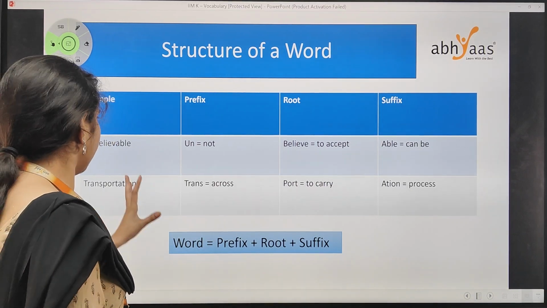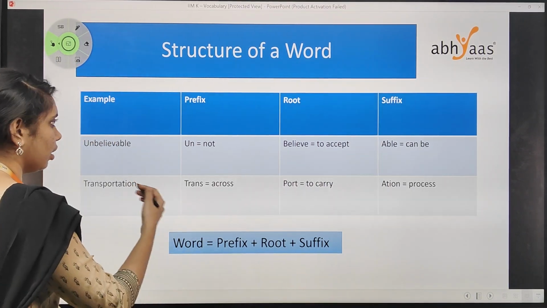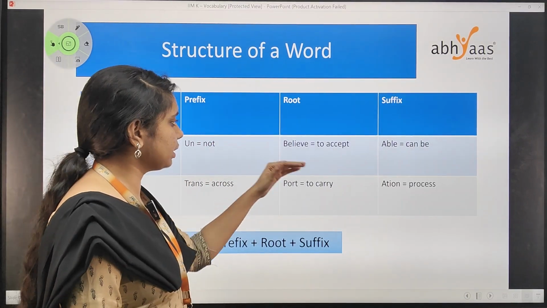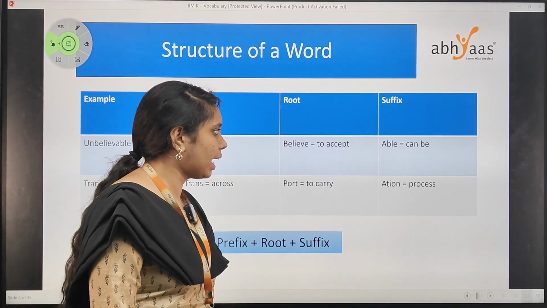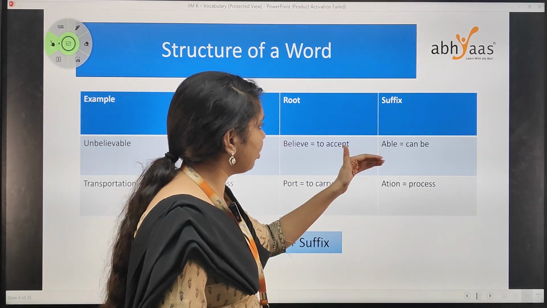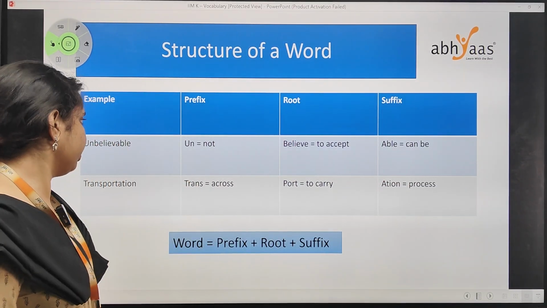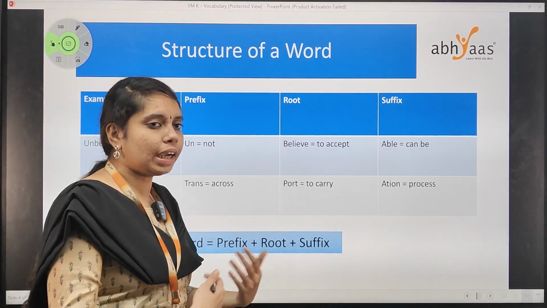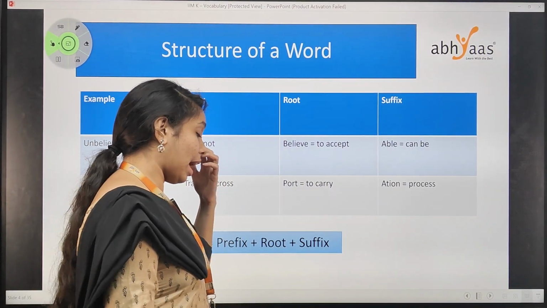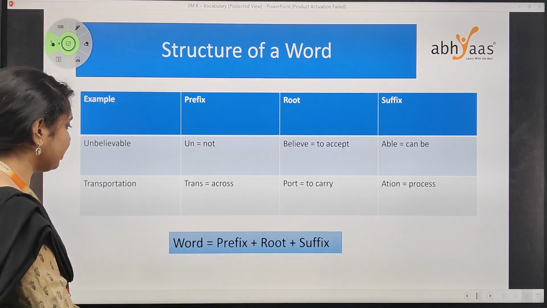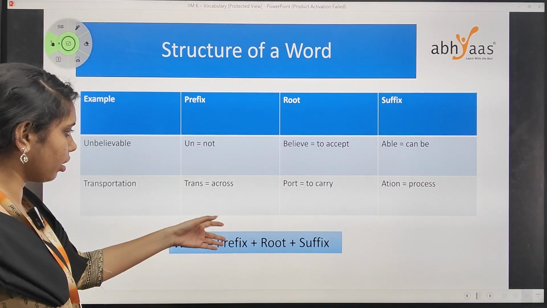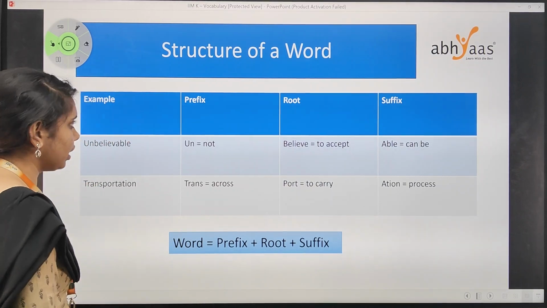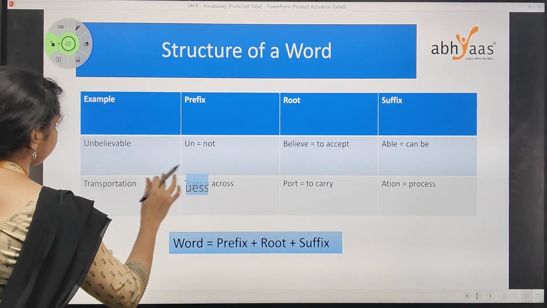Okay, so generally it goes something like this. For example, let us take a prefix un, which is not, and then we have a root, which is belief. Belief is to accept, and then we have a suffix, which is able. The word forms unbelievable. So someone, when you can't accept something, what do you say? That it's unbelievable, right? So next we have transportation. Trans means across, port is to carry, ation is the process. So like this, generally the words are formed.